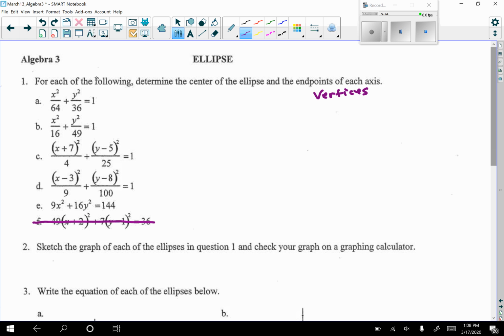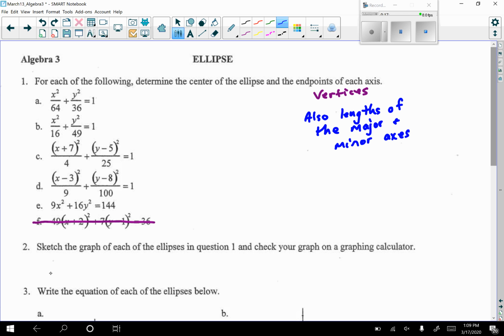Notice all of these, for the most part, are in that HK form. There might be one on there, like our third example, so you don't have to do too much for it. So you're identifying the center, the endpoints of each axis. Also write out the lengths of the major and minor axes. And I'll include this in the directions on the PDF as well.